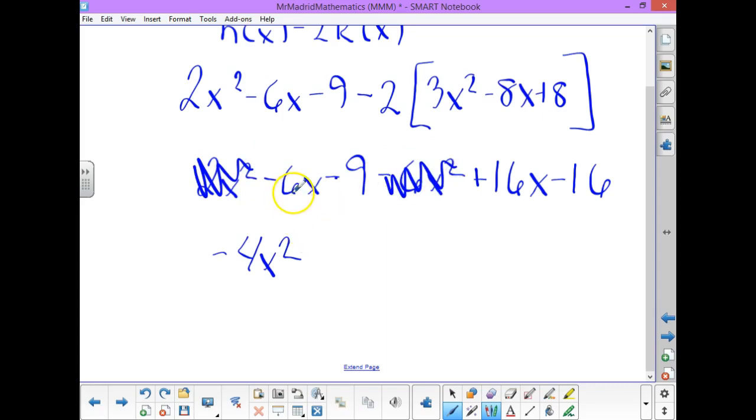Okay, so that means I can cancel him out and him out. Used. The next exponent down would be the x to the first power. So I've got negative 6 and a plus 16. So that's going to give me a plus 10x. So I've used him up with him. And lastly, I got a minus 9 with a minus 16. That's minus 25. Done and done.